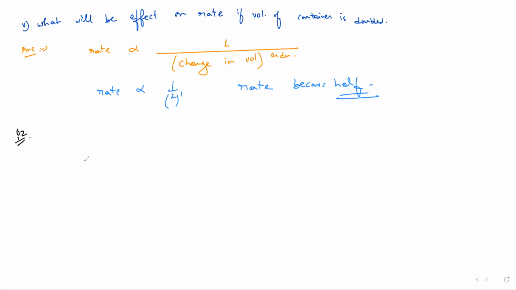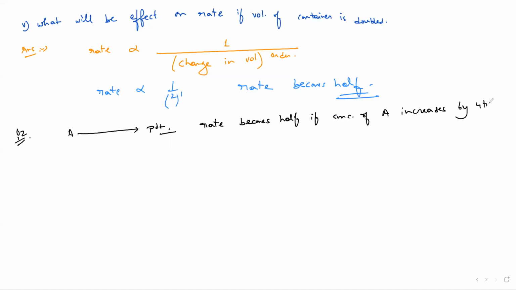Question number 2. A converted to product is given. Okay. Now what is given? Rate becomes half if concentration of A increases by 4 times. Now determine the order with respect to A. Solve it.